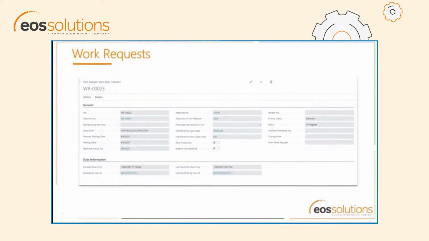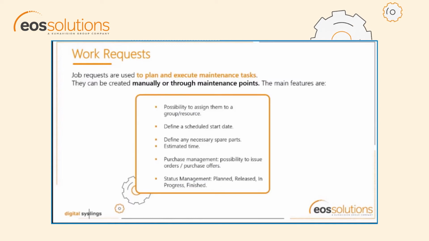In addition to the machines, we also have the management of work requests, and the work requests are used to plan and carry out maintenance activities. They can be created manually or via maintenance points. The main characteristics of a work request are the possibility of assigning it to a group or a resource, defining a planned start date, defining any spare parts necessary to finish in the foreseen time, and the management of purchases with the possibility of issuing orders and purchase offers for the parts needed for this work request.